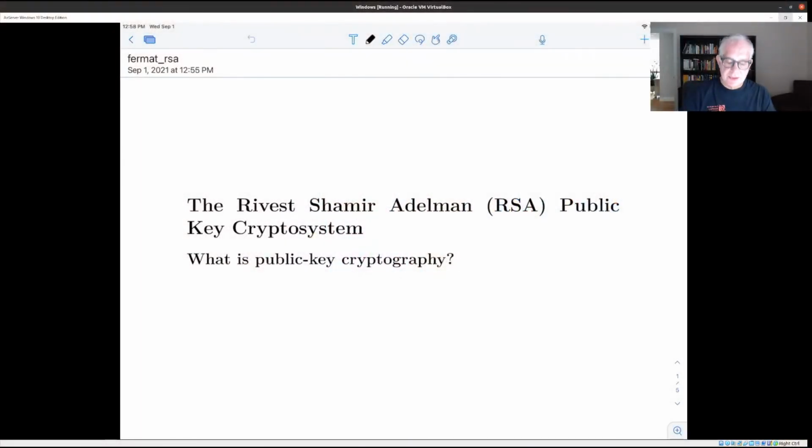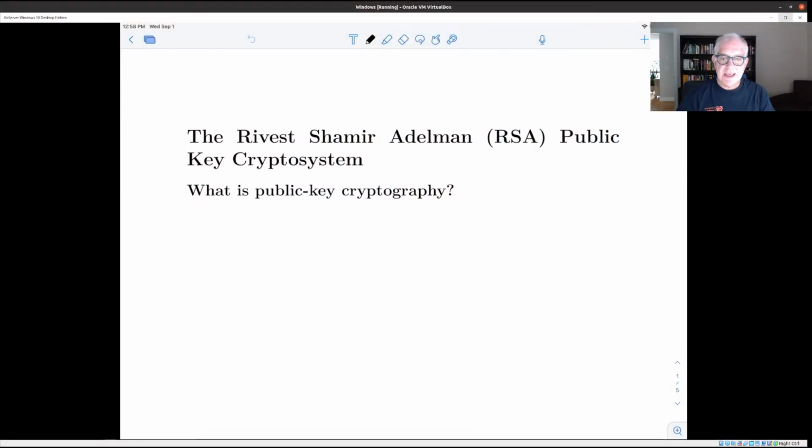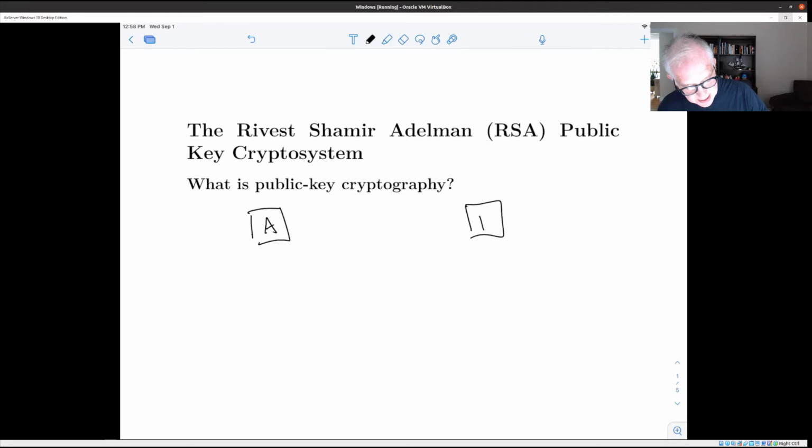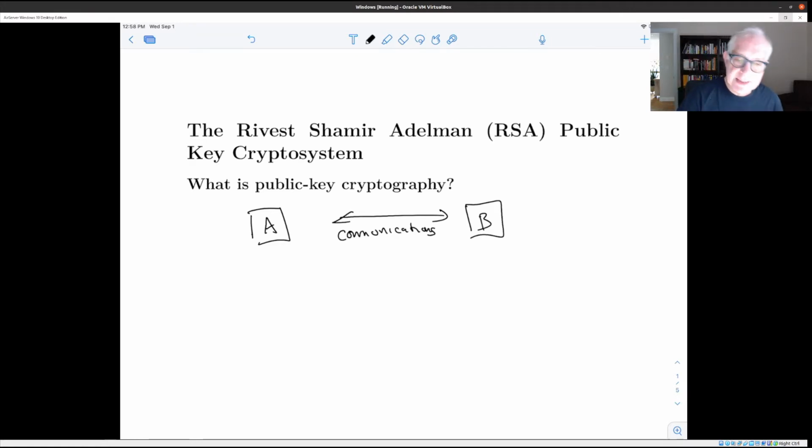So let's start with a little discussion of what public key cryptography is. And maybe before we talk about that, we should talk about what cryptography is. The problem we have is two people, here's A and here's B, and they want to talk to each other, and they want their communications to be secure so that an eavesdropper cannot hear what's going on between them and capture that information.